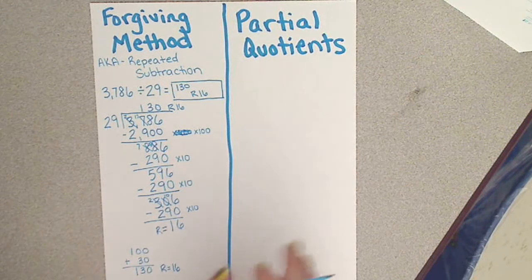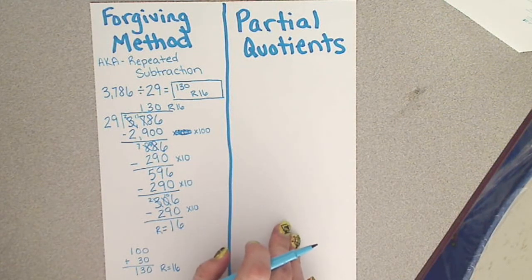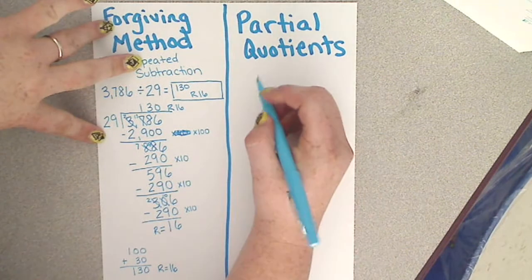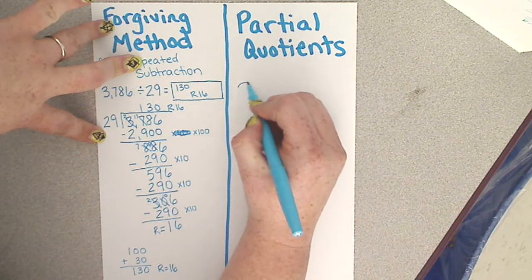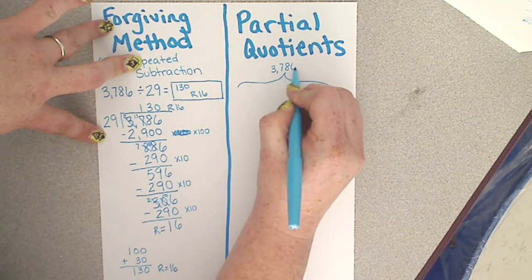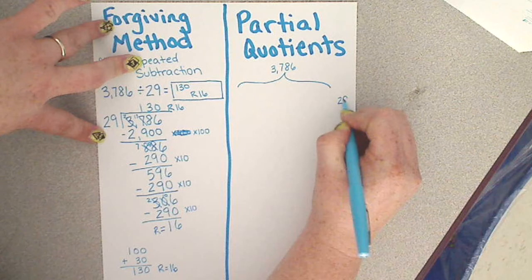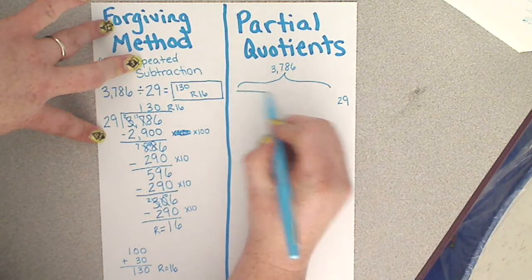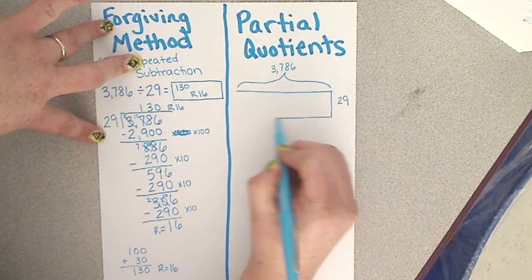Now, how this relates to the partial quotients. If you remember back to when we were looking at multiplication, we were talking about partial products. Well, we can kind of do the same type image with division and a partial quotient. So let me show you what that's going to look like. I am going to have a total up top of 3,786. I know I'm dividing it by 29, and it's going to be broken up somehow.